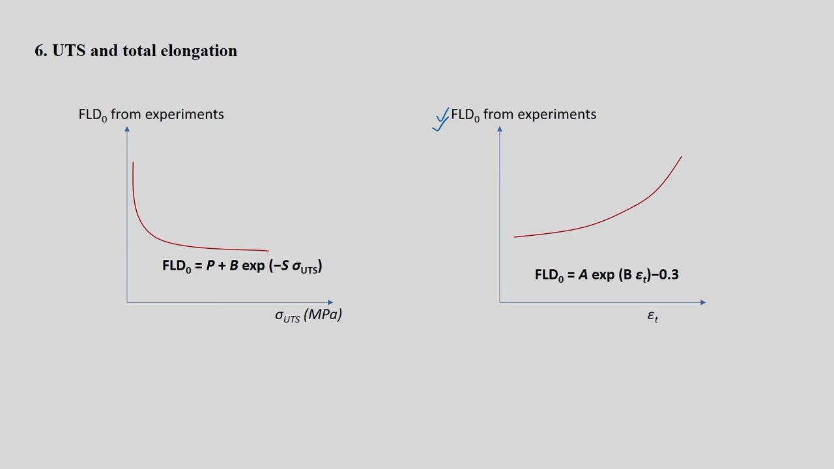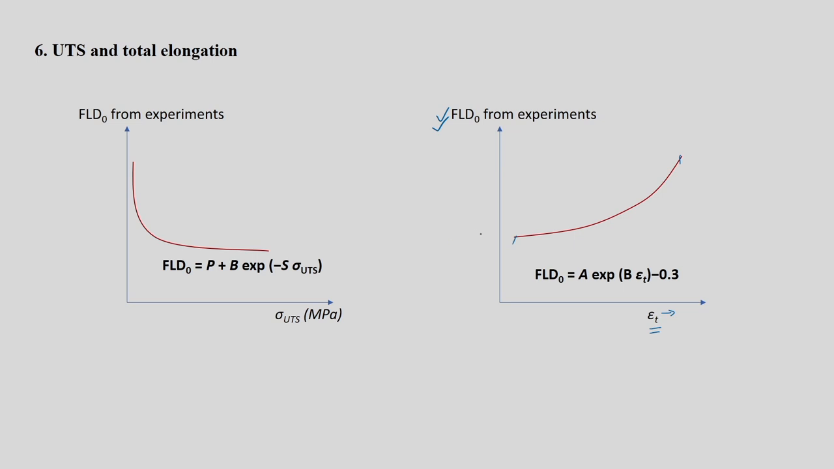Lots of experimental data has been taken from various literature. And if you plot everything together with respect to the material's total elongation, that means you need to know the total elongation of a variety of materials, and for the same material you should have data for FLD 0. And if you plot it, they have an exponential fit in this fashion. So, increase in total elongation will actually improve the FLD 0. You can see from here to here it has improved.